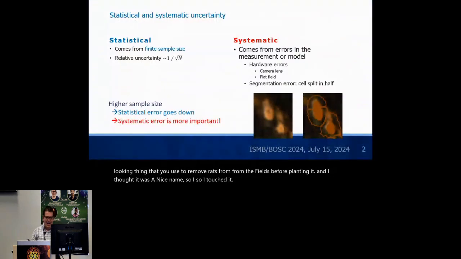So there's a lot of things that I could talk about here. The math behind ROC Picker is super interesting, but I don't have time to talk about it. So I'm going to talk about statistical and systematic uncertainty in general.